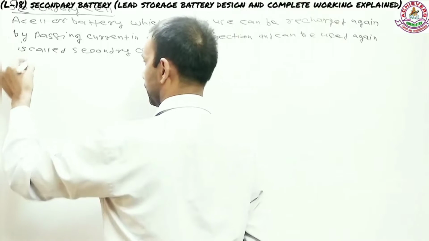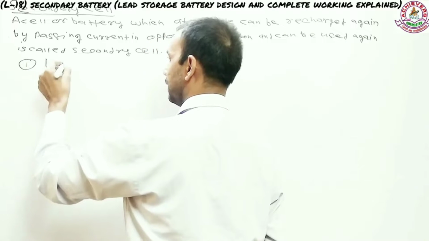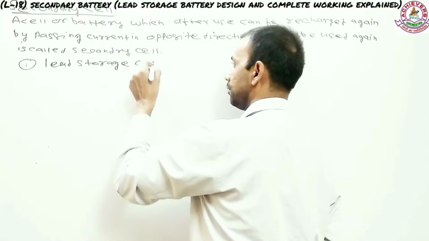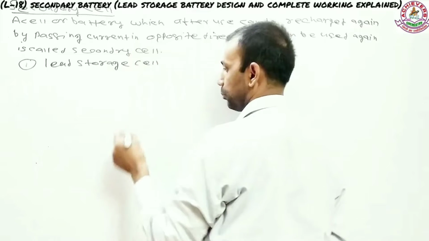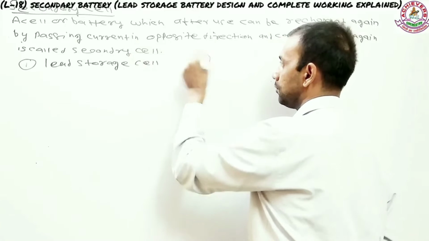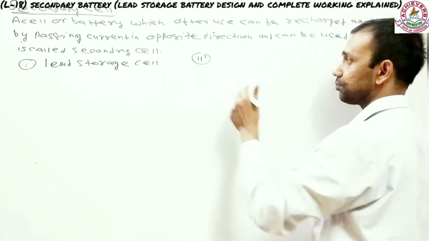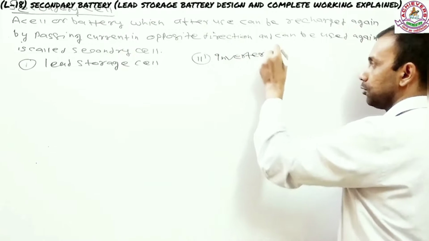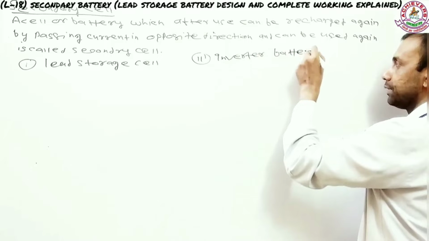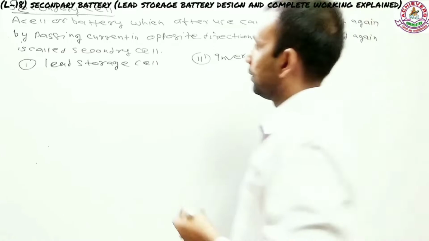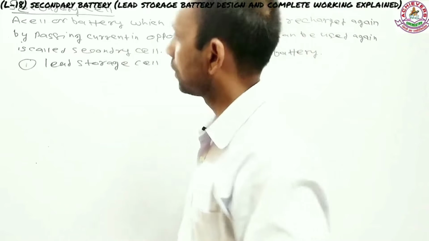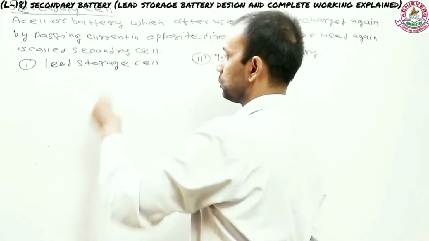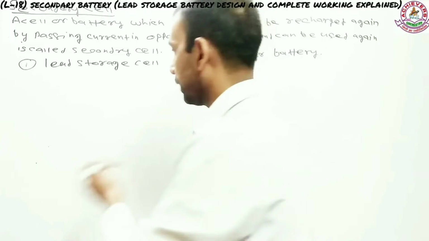So, what are the common examples? The most common example is the lead storage cell, and the second example is the inverter battery. These are the two common examples I remember for secondary cells. But in order to understand how a secondary cell works, we need to expand one of them. So I'm expanding the lead storage cell because this is what is given in your NCERT book. So let's try to get it through.